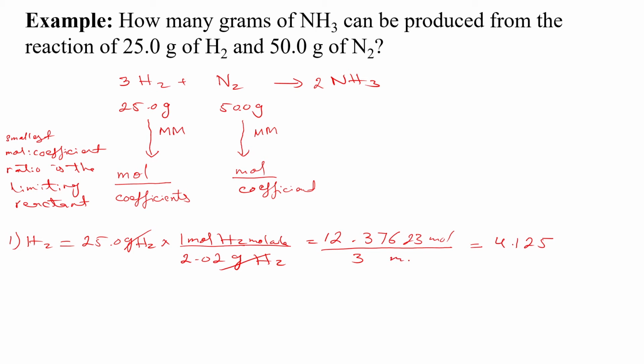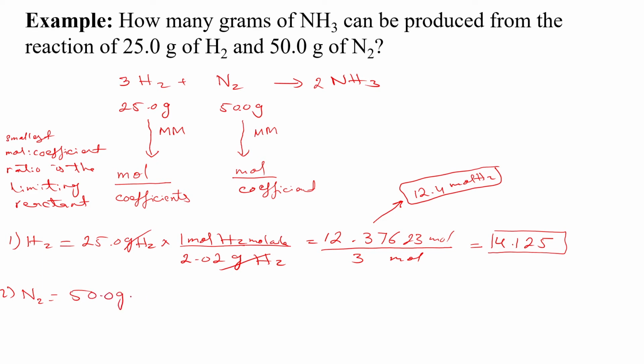So if you have to just find the number of moles of hydrogen from here, you are going to round it to 3 sig figs, and it will be 12.4 moles of hydrogen. And this is the ratio that we have. Okay, let's do it for nitrogen now so that we can compare and find which one is the limiting reactant.